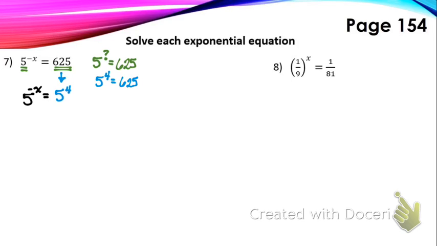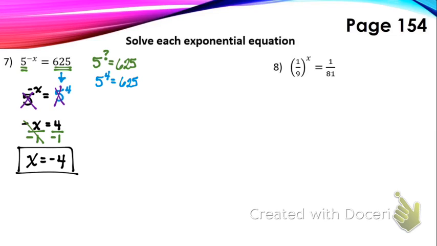What do you notice about those two bases now? They're the same, so they're going to cancel. Negative x is equal to 4, which means x has to be what? Negative 1. Or sorry, negative 4, not negative 1. X equals negative 4. When I can make those bases the same, they're going to cancel out, and then my problem gets a whole lot easier.